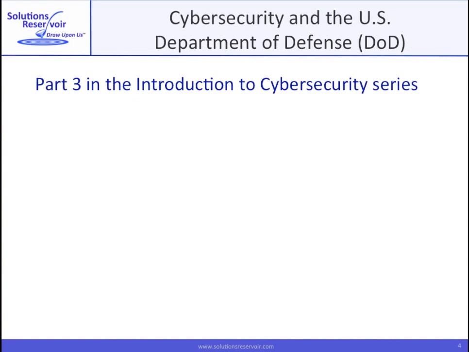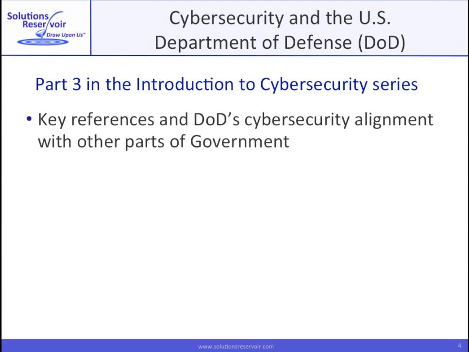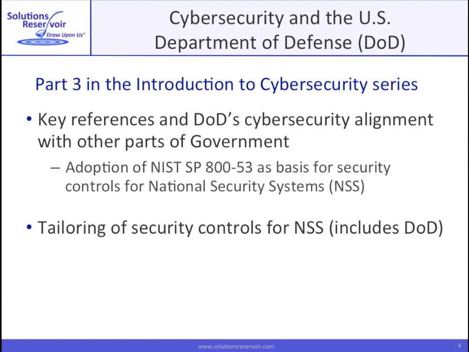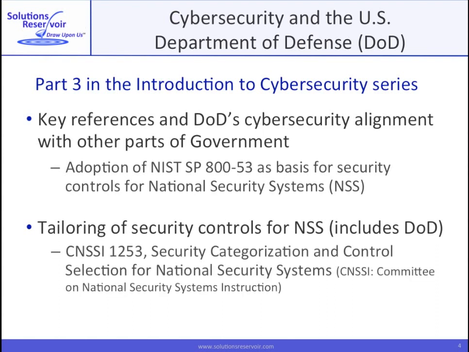Part 1 was an introduction to cybersecurity, and Part 2 discussed the U.S. government's role in the field. Part 3 looks at key references and focuses on the DoD and its cybersecurity alignment with other parts of the government, exemplified by the adoption of NIST SP 853 as the basis for security controls for national security systems, NSS, which include DoD systems. We'll also discuss how security controls are tailored for NSS, looking at CNSSI 1253 like we did for SP 853 in Part 2.